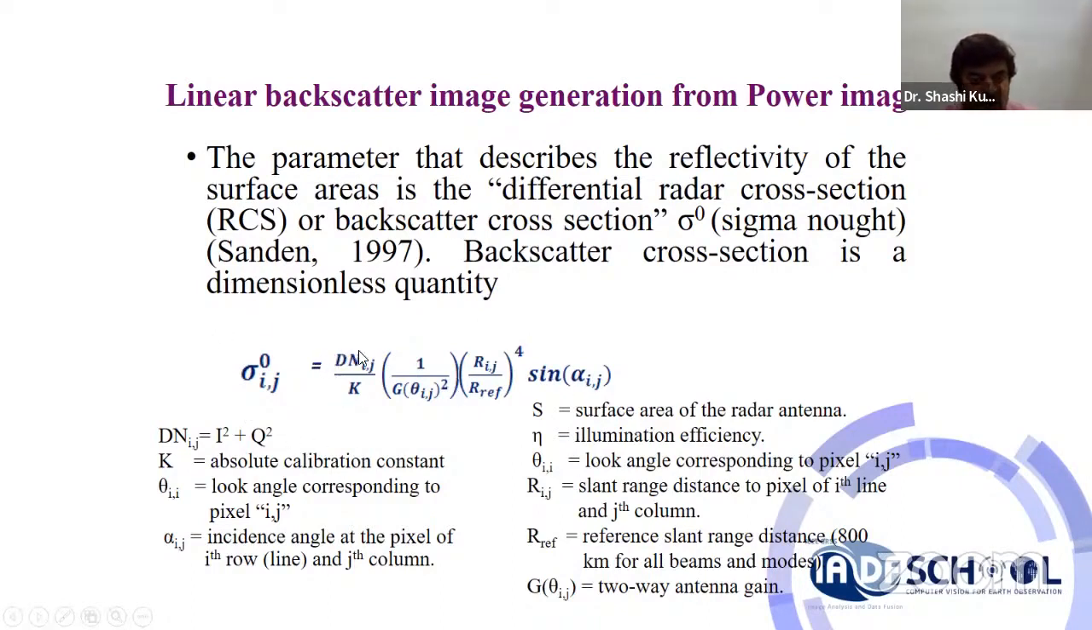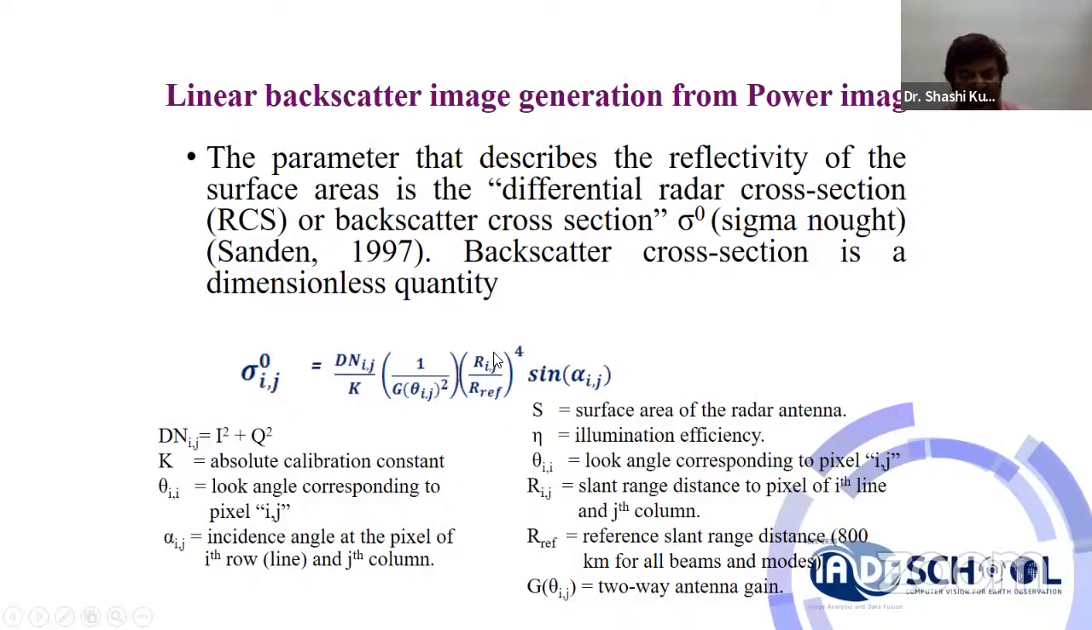So here you can see that there are several parameters, like K is the absolute calibration constant, and DN_ij is representing your intensity value, that is I square plus Q square. G is representing the two-way antenna gain for the particular resolution cell with the angle of incidence theta for the pixel which is coming at the ith row and jth column.